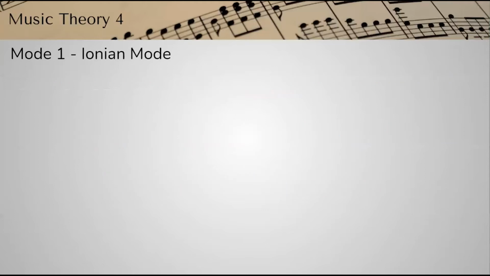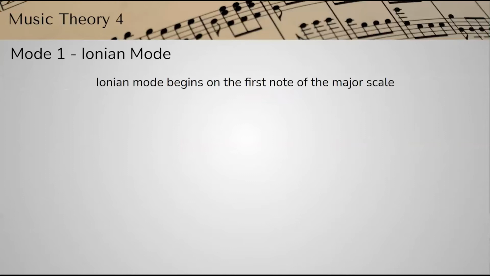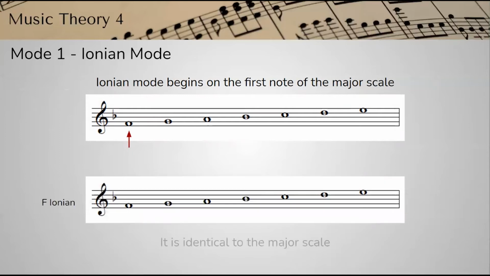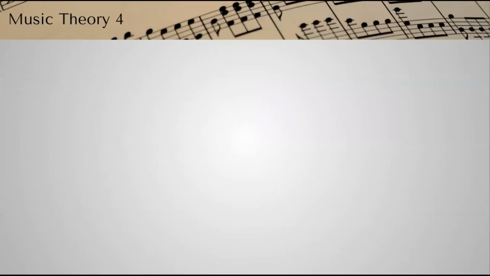So let's look at the Ionian mode. The Ionian mode begins on the first note of the major scale, right? And since it just starts on the first note of a major scale, just like a major scale does, it is identical to a major scale. So this is sort of a, okay, well, why does this mode exist? But it is theoretically important to start on the first note. So the Ionian scale is identical to a major scale, right? So F Ionian sounds like this. Just like a normal old major scale.